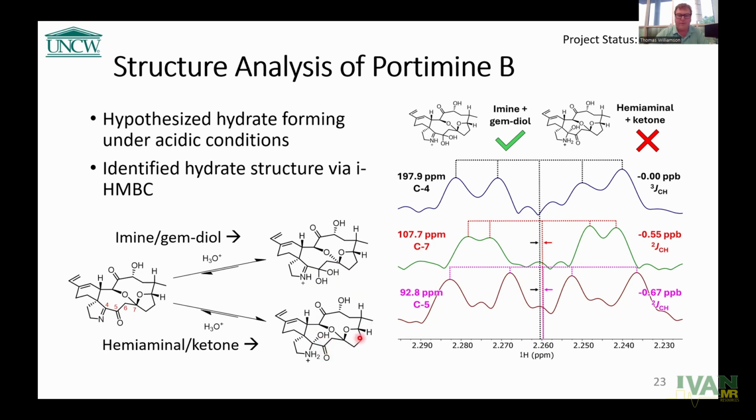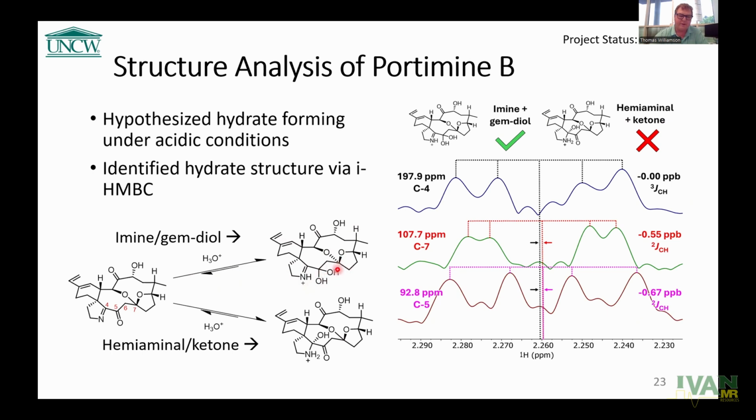So with that, we were able to really confidently assign the structure, and then not only that, but to show that it was actually a reversible situation. And so in the solvent system with the acid, we actually did see the gem diol.